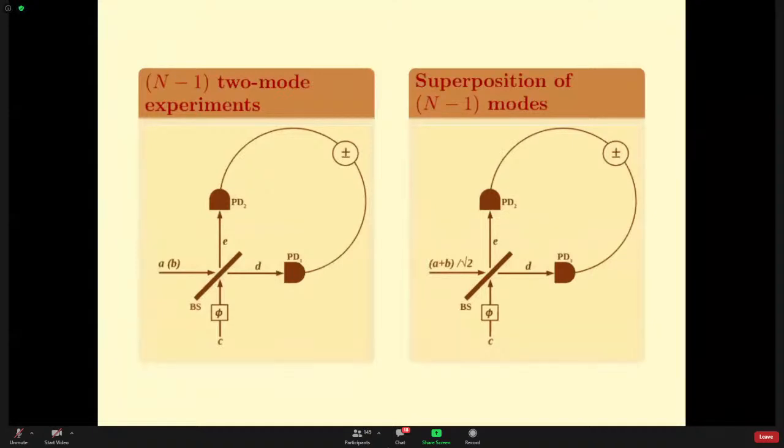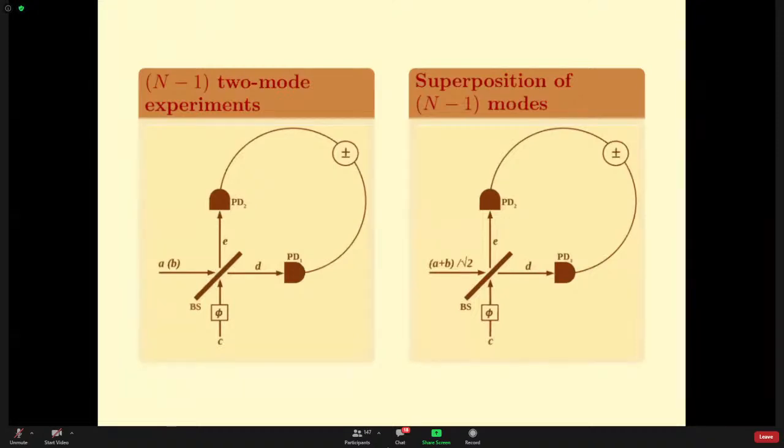So what if, instead of sending these modes A and B separately, we send the superposition of A and B? This is the question we considered. So instead of A and B separately, what if we send the superposition of A and B? If we analyze this, we will end up with a multimode entanglement condition, which is a sufficient condition for entanglement and a necessary condition for W state.